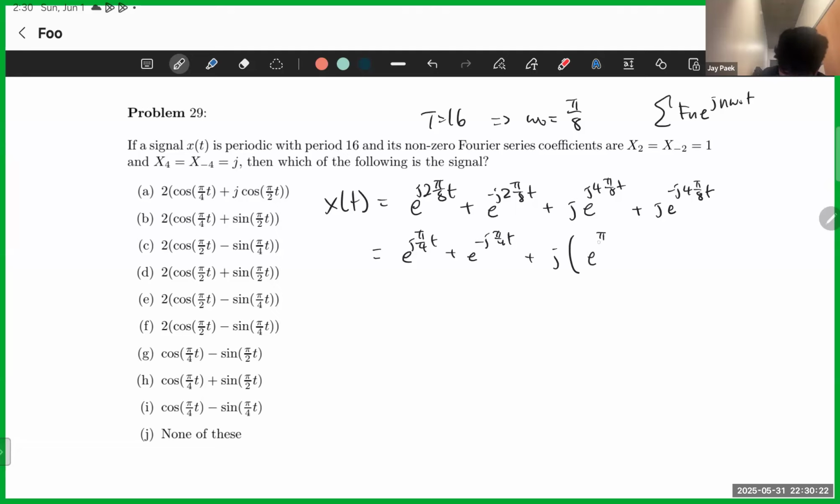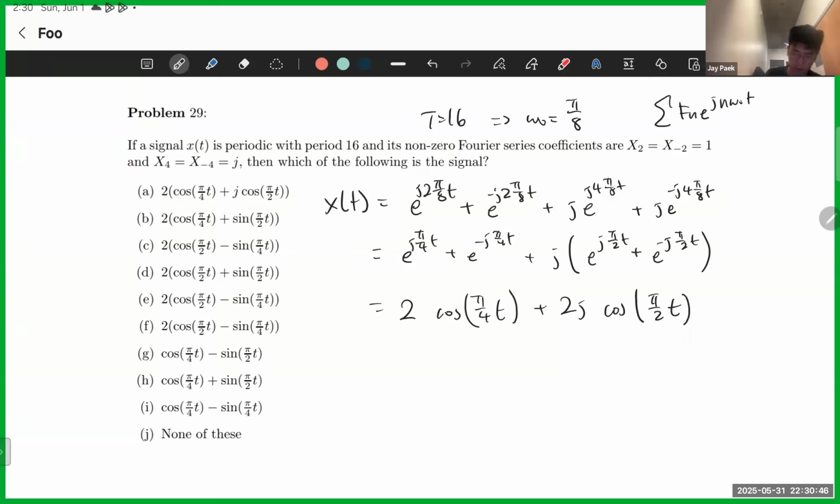But we do e to the j pi over 2t plus e to the negative j pi over 2t. Voila. What is this? This is 2 times cosine of pi over 4t plus 2j cosine of pi over 2t. And we get our desired answer. That's it. That is all.